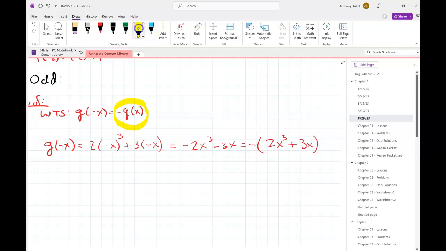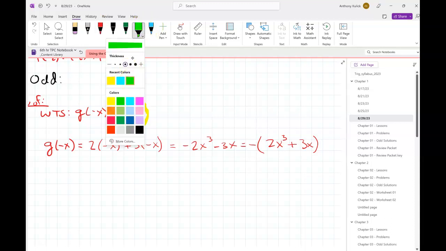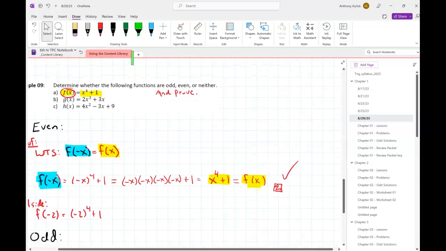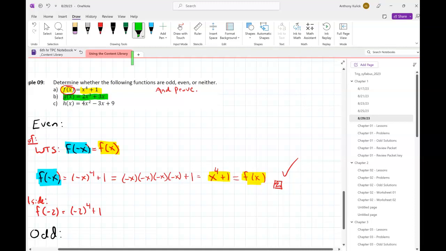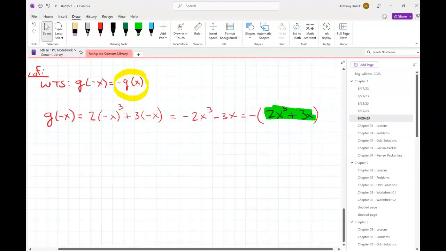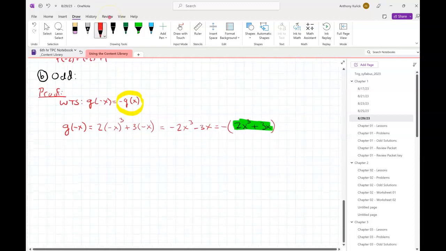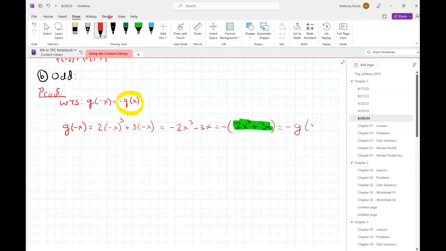Is everybody still doing okay? And look at this. What is this? That's g of x, isn't it? So I'm going to make a substitution here. I'm going to replace that positive 2x cubed plus 3x with g of x. Notice I still have that negative sign out front.